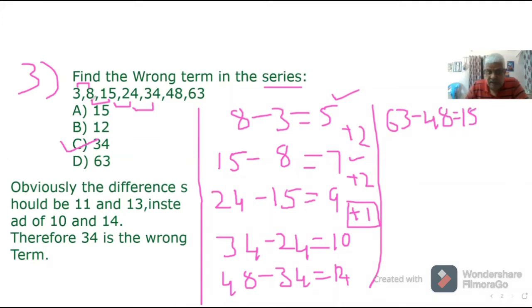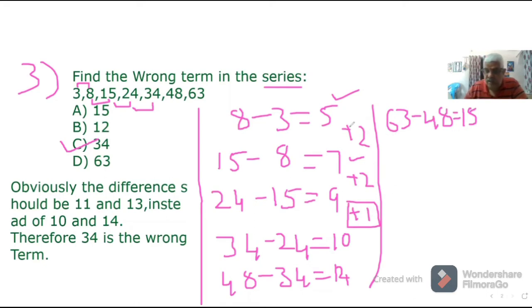Here observe the relation. Subtracting the first term from the second, 8 minus 3 gives you 5. 15 minus 8 is 7. 24 minus 15 is 9. You have to identify the wrong term in this series. 34 minus 24 is 10. Next, 48 minus 34 gives you 14. Next gives you 15.